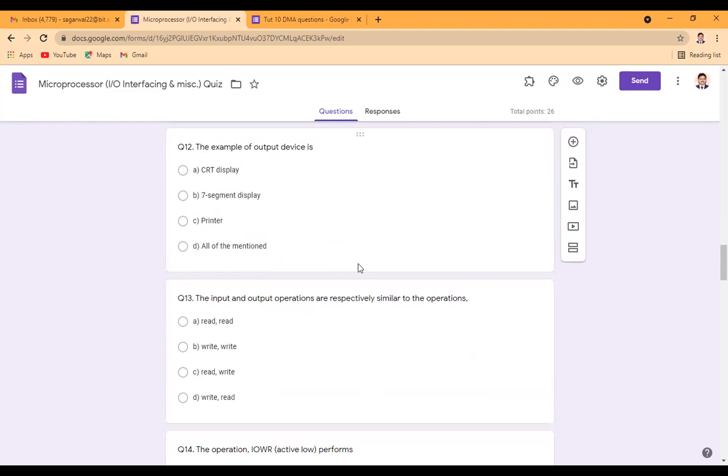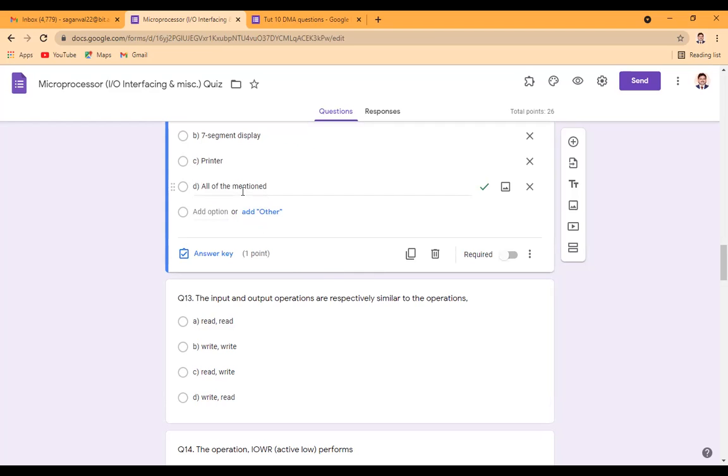Which of the devices are output devices? CRT display, 7-segment display, printer, or all? CRT is an output device which displays whatever is fed to it. 7-segment is again an output device. Printer is again an output device. So all these 3 devices are output devices. So the correct answer is D.